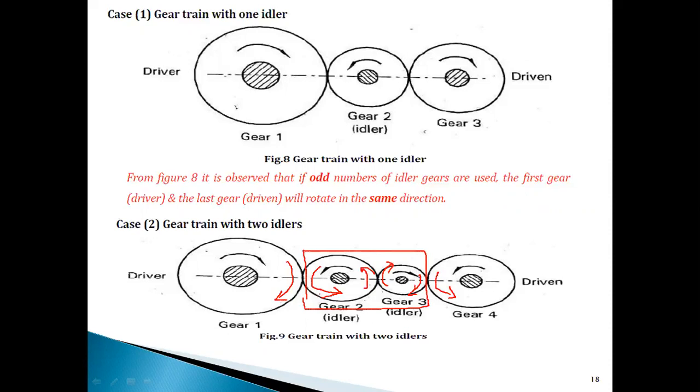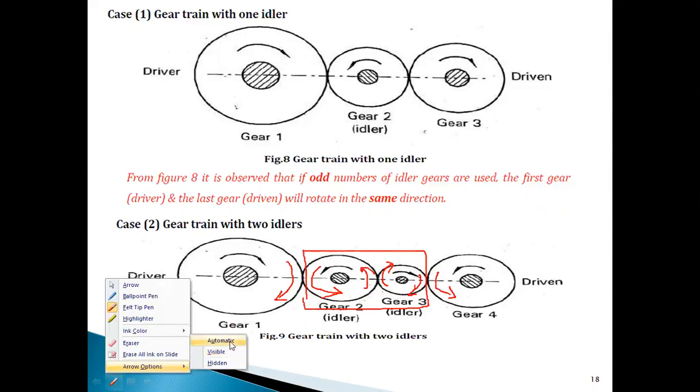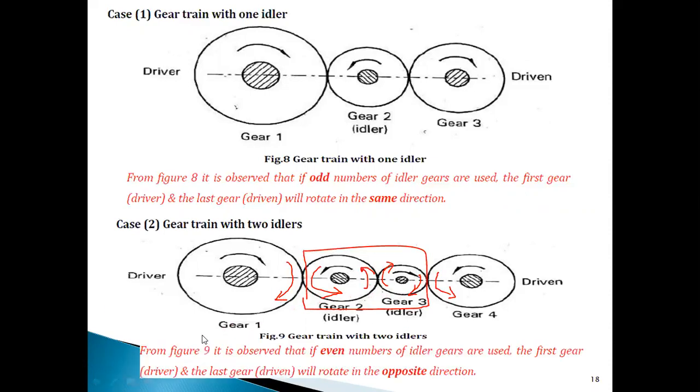So depending upon the even number of idler gears, how many do you have? 6, you have. If you have 2, 4, 6, 8 and so on idler gears, then the direction of rotation of both the driver and the driven gear is opposite in nature. Keep this in mind. Always have this concept in your mind.